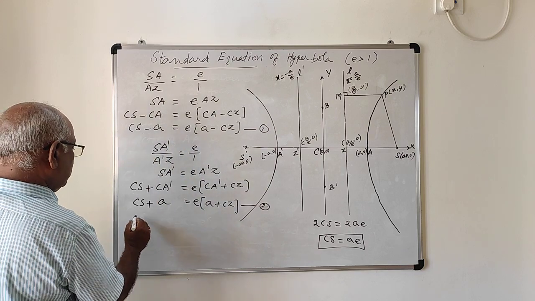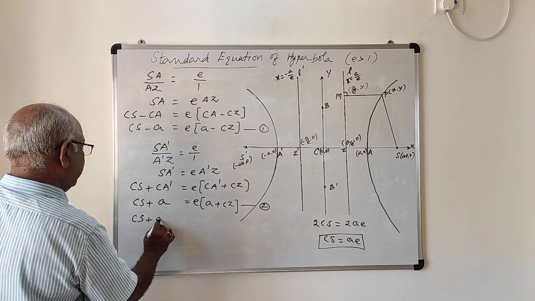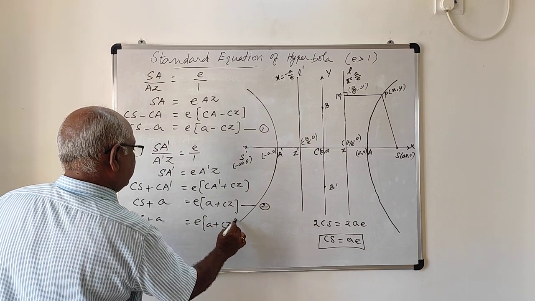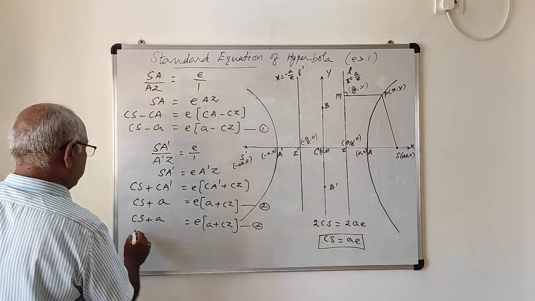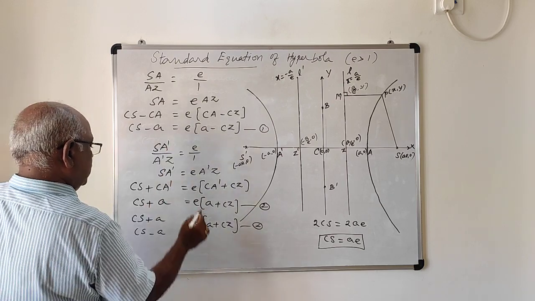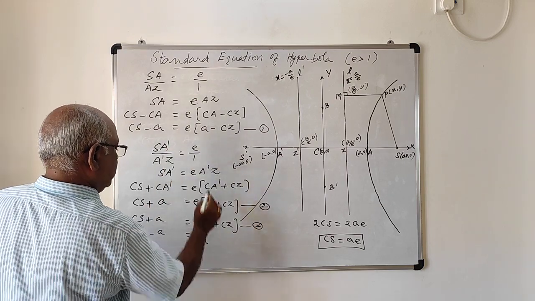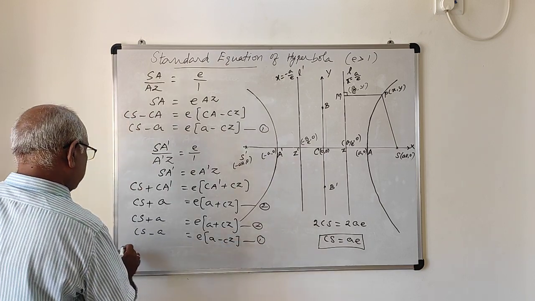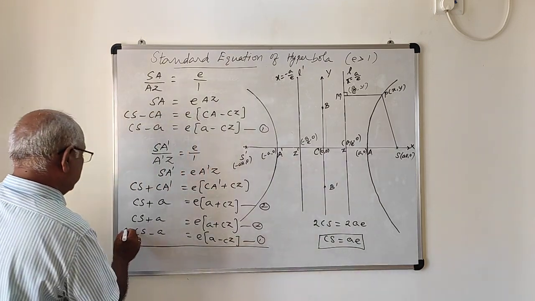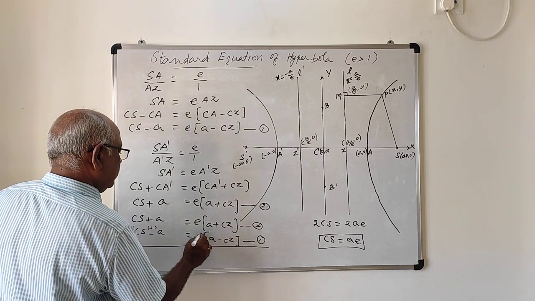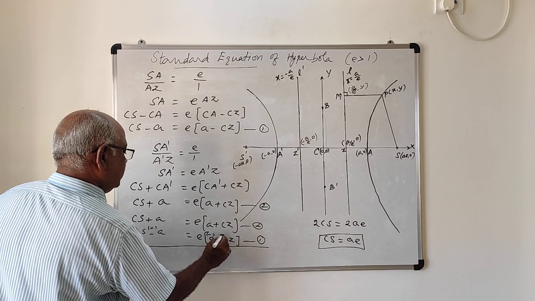Minus 1. 2 is CS plus A equal to E into A plus CZ. This is 2. Minus 1 is CS minus A equal to E into A minus CZ. This is equation 1. Subtracting, that means this is minus and it becomes plus, it becomes minus and this becomes plus.